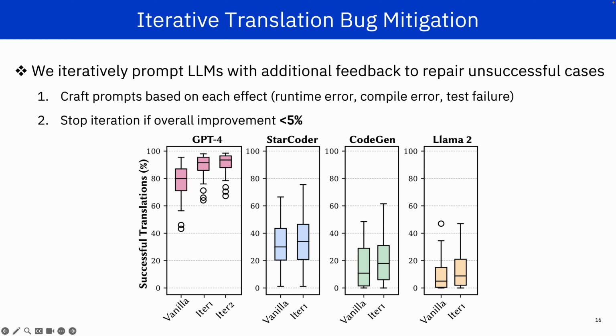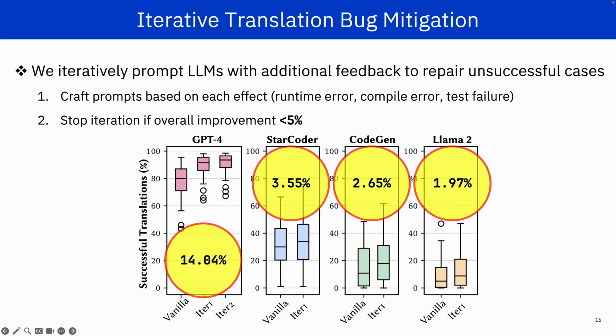Here we have GPT-4, where the overall improvement is about 14%. However, for open source models like StarCoder, CodeGen, and Llama 2, the improvement in terms of score is not as significant compared to GPT-4, but still good enough, ranging between 2% and 4%.